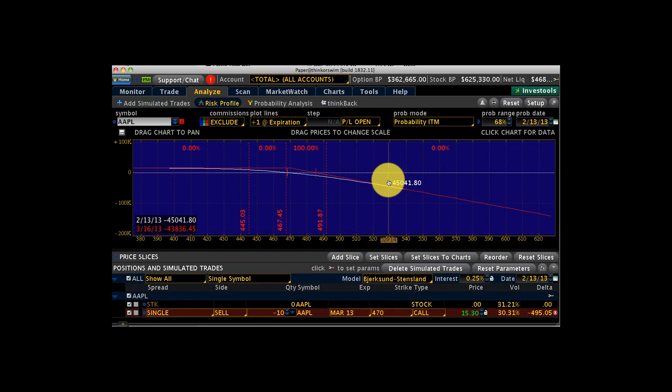There is a buyer and there's a seller, and the risks and the rewards are shared between them. It's not an equal sharing by any means. The seller obviously has a lot more risk in this transaction. So the seller has unlimited risk if Apple continues to go up, but they only have limited profits if Apple stays at 470 or below 470.